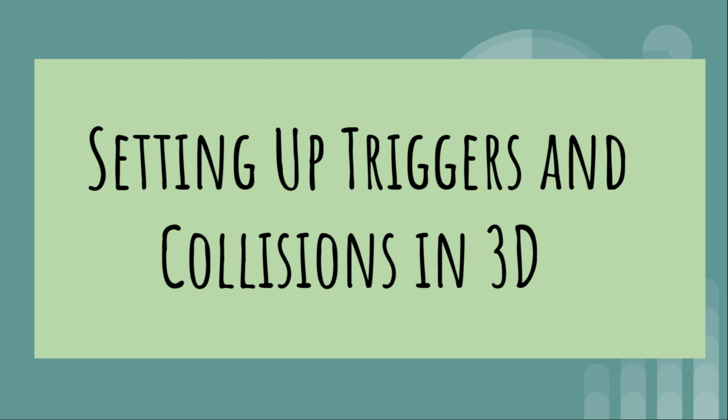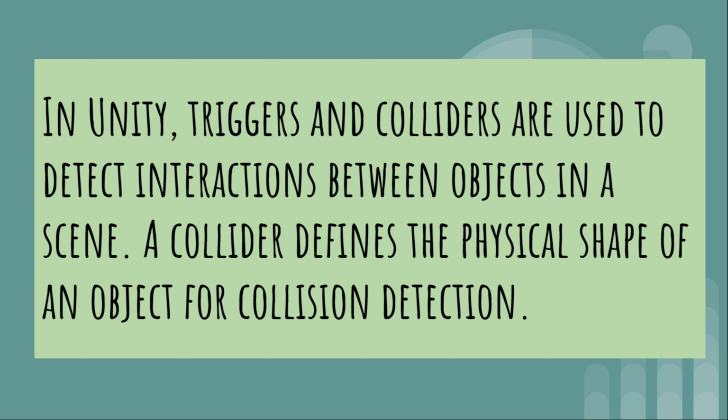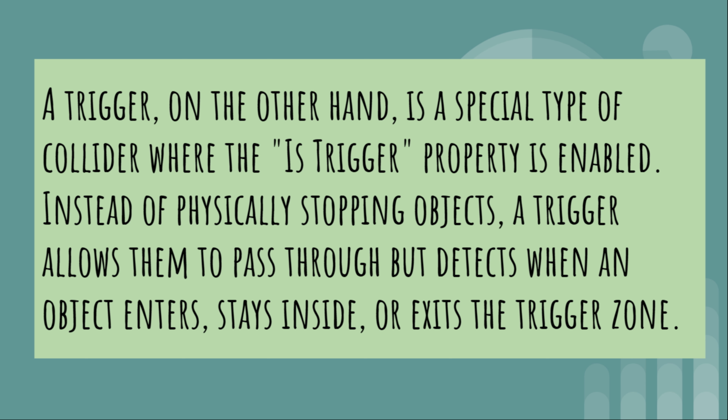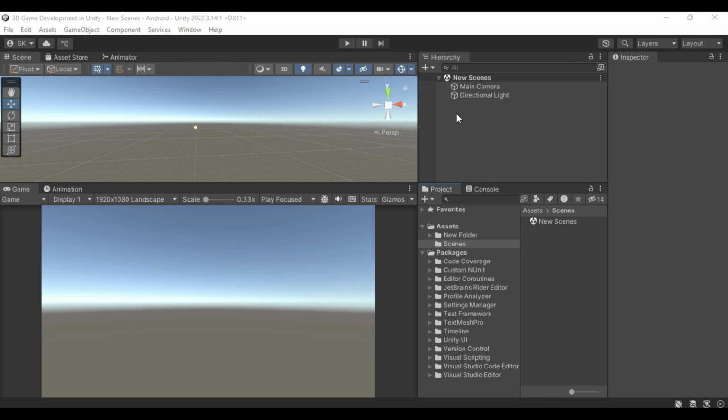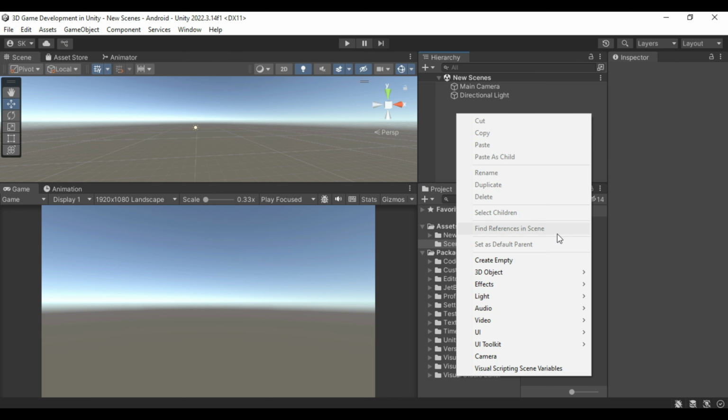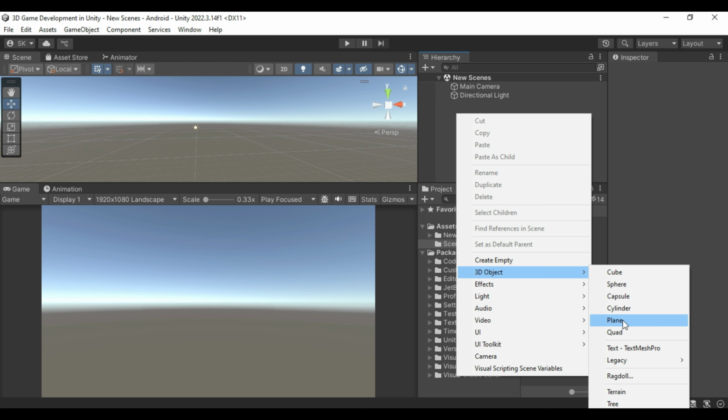Let's dive right in. In Unity, triggers and colliders are used to detect interactions between objects in a scene. A collider defines the physical shape of an object for collision detection. A trigger, on the other hand, is a special type of collider where the isTrigger property is enabled. Instead of physically stopping objects, a trigger allows them to pass through but detects when an object enters, stays inside, or exits.